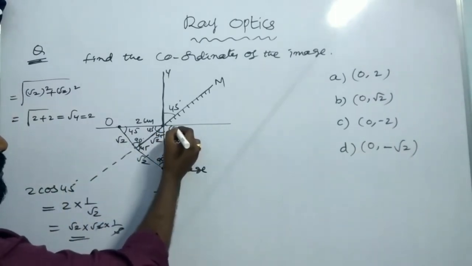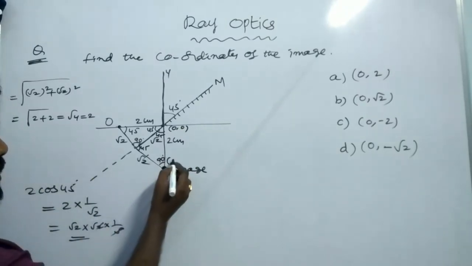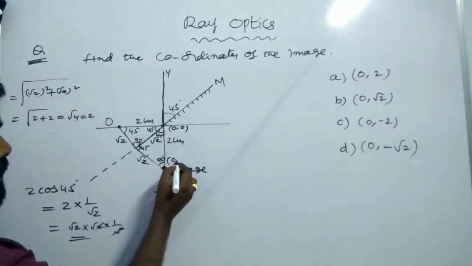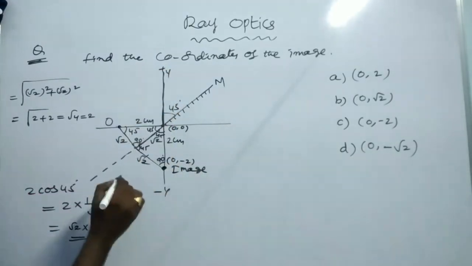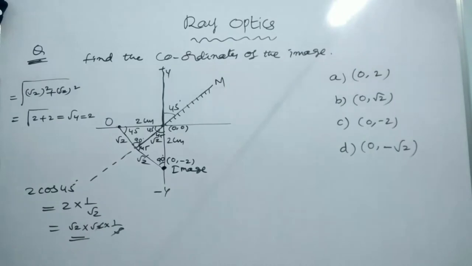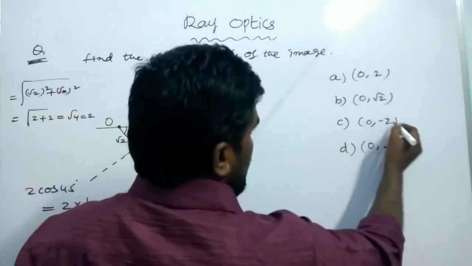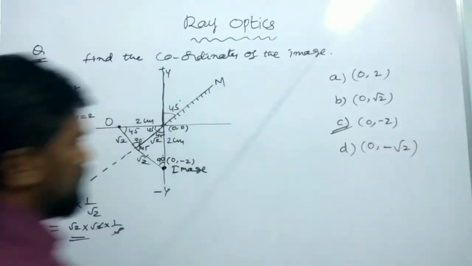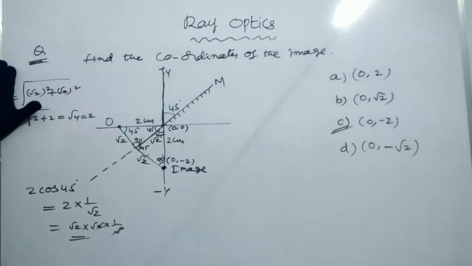So these are the coordinates of 0, 0, and these are the coordinates of 0, minus 2. This is positive y-axis, negative y-axis. And then x-coordinate is 0 and y-coordinate is minus 2. This is the option I have to write. Okay, clear? These are the coordinates of the image.